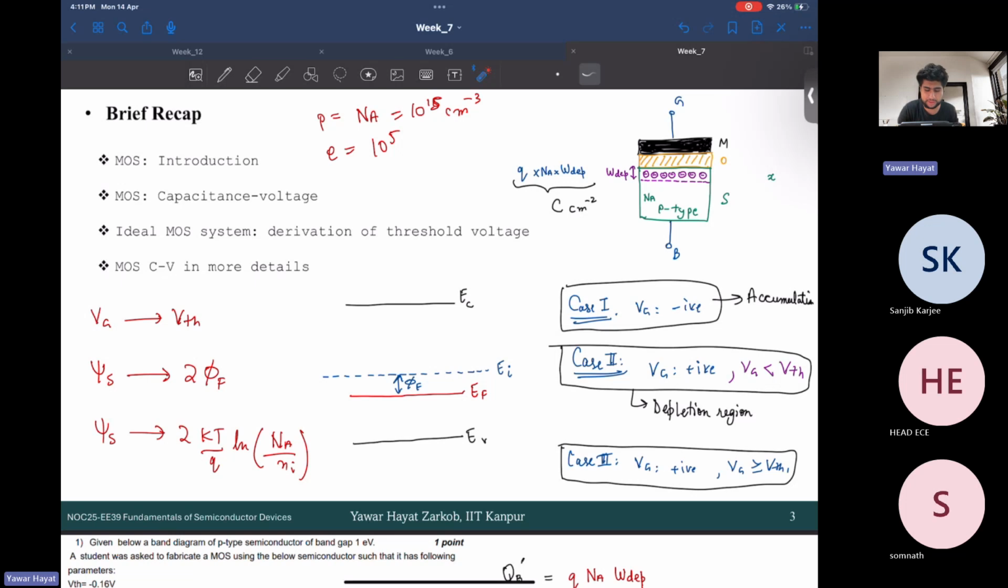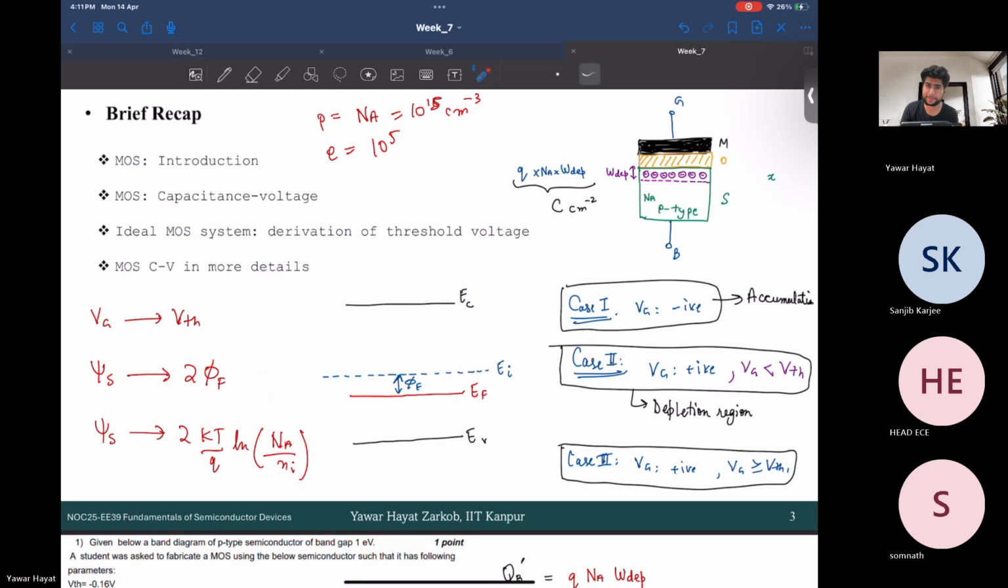We can take any standard textbook. This surface potential indicates the strong inversion case. Beyond this, it's strong inversion. This is the point at which strong inversion begins.